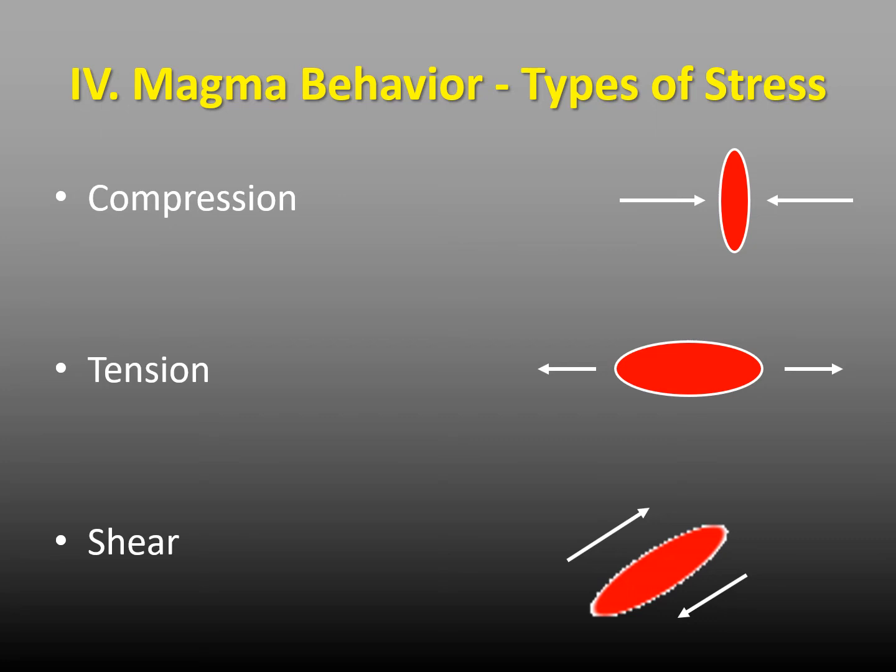We have compression, tension, and shear. Compression is squishing, taking a force, applying that force over an area, where you have pushing from two opposite sides. Tension is pulling apart, taking something and trying to stretch it rather than squish it. And shear is where you kind of smear something. So those are our three main kinds of stress.